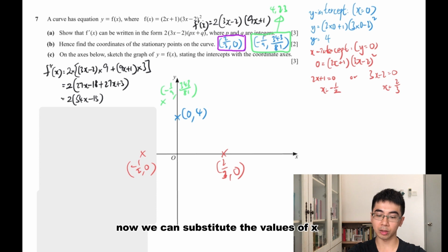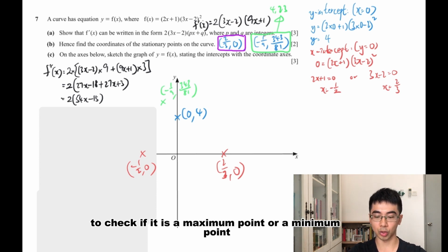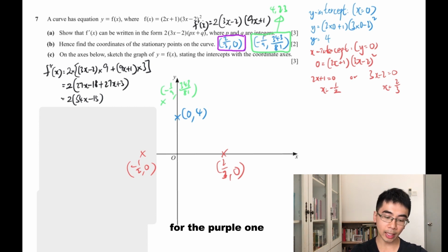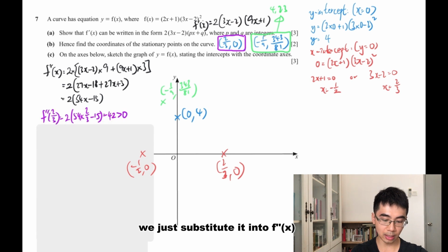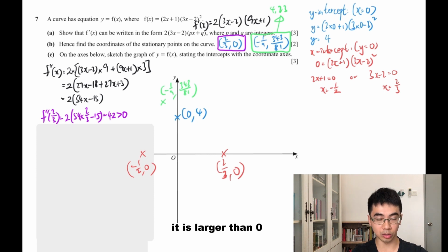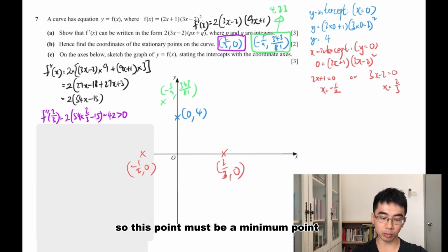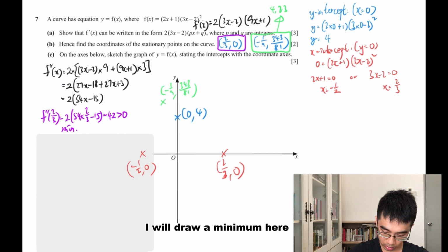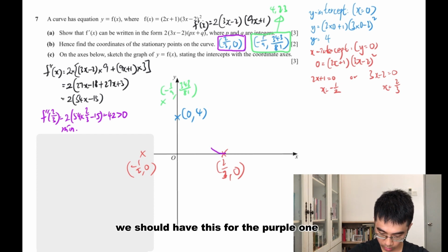So now we can substitute the value of x into the second derivative to check if it is a maximum point or minimum point. For the purple one, x is 2/3, so we just substitute it inside, and it is a positive value, which is 42. It is larger than 0, so this point must be a minimum point. So I will draw something here. We should see something like this for the purple one.